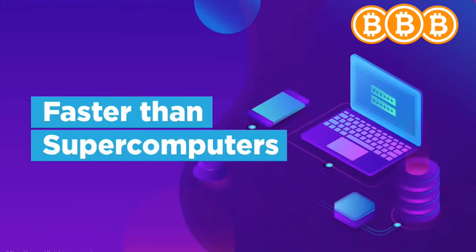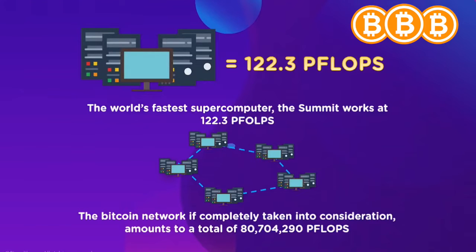Faster than supercomputers. The world's fastest supercomputer, the Summit, works at 122.3 petaflops, which is nothing but a quadrillion floating point operations per second. Now, if you take the Bitcoin network completely into consideration, the processing power is about 80,704,290 petaflops. But the only thing here is that a supercomputer can do several different things. But the only thing the Bitcoin network does is add blocks to the blockchain.